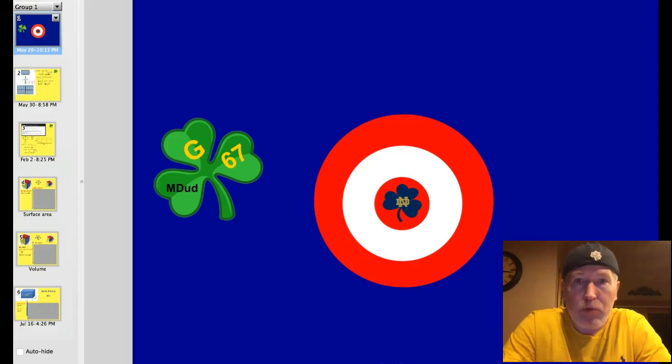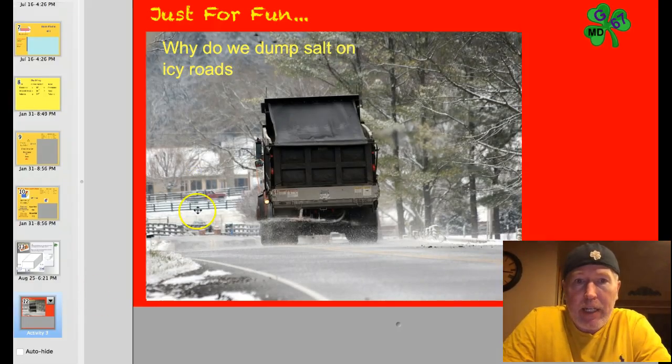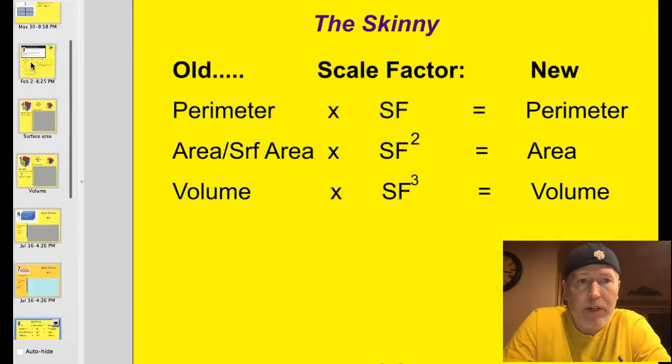Tonight we're going to be exploring the world of area, perimeter, surface area, and even volume using scale factor. But let's start off with our trivia question of the night. Just for fun, why do we dump salt on our icy roads? What I'm looking for is what's the science behind that idea? We're a STEM school here. Let's see if we can figure that out.